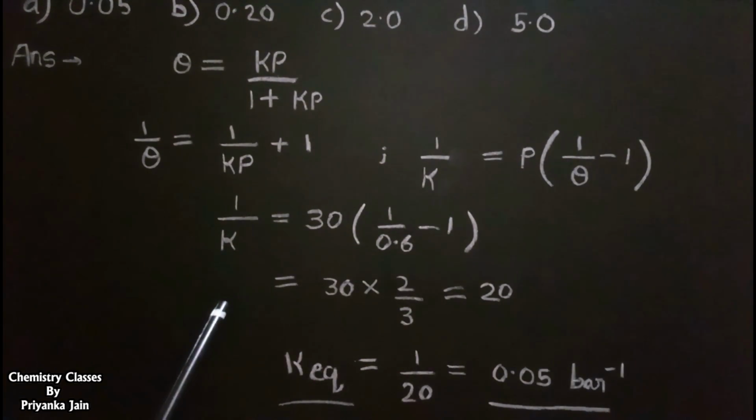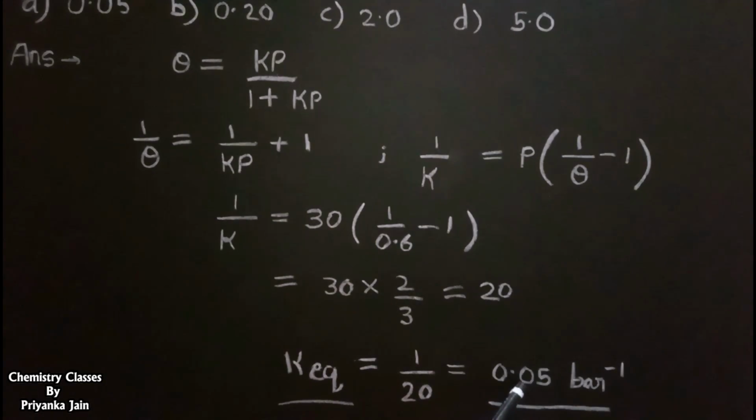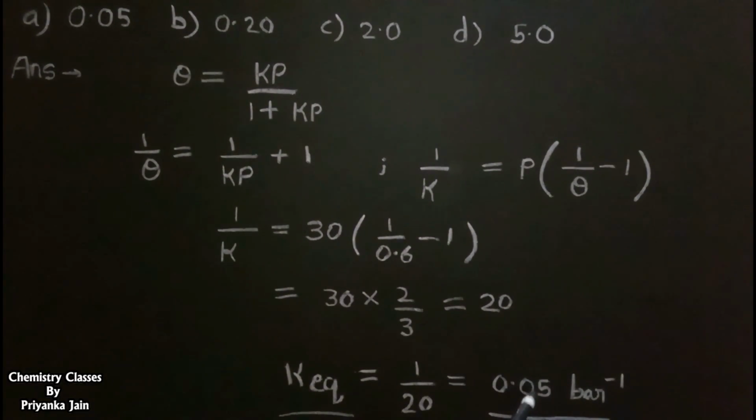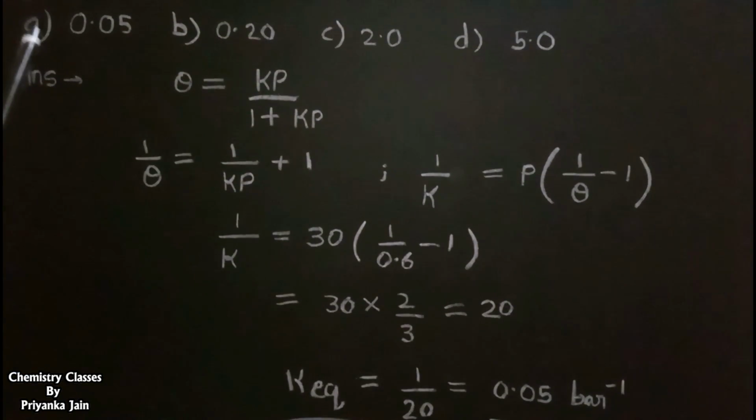So we can take the reciprocal of it. So our value of K, or the K equilibrium, or the Langmuir isotherm constant, will be equal to 1 by 20, or it can be written that it is equal to 0.05 per bar. So this is the thing that we had to find out, the Langmuir isotherm constant. Its value is 0.05. So our option A is the right answer.